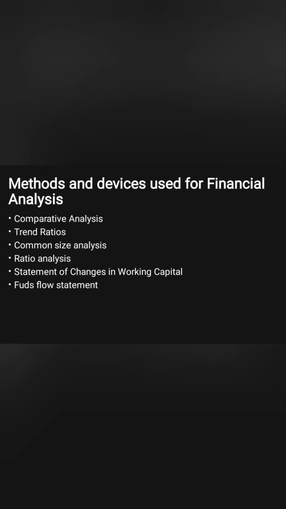The methods and the tools used in financial analysis are: number 1, the comparative analysis; number 2, the trend analysis; number 3, the common size analysis; number 4, ratio analysis; statement of changes in working capital; and funds flow statement. These are the accounting tools, devices which are very much used in making the financial analysis.